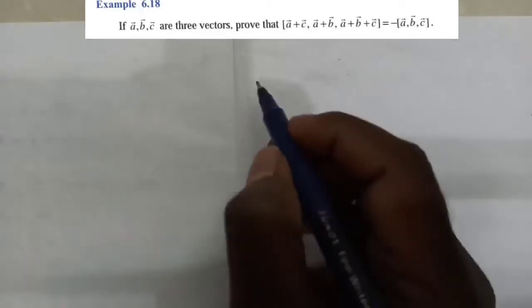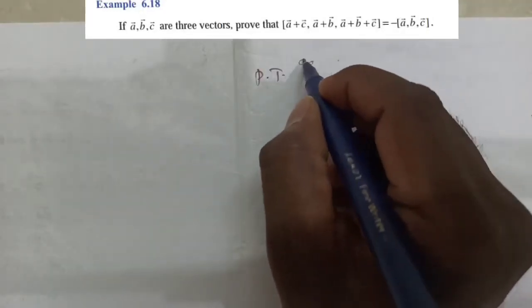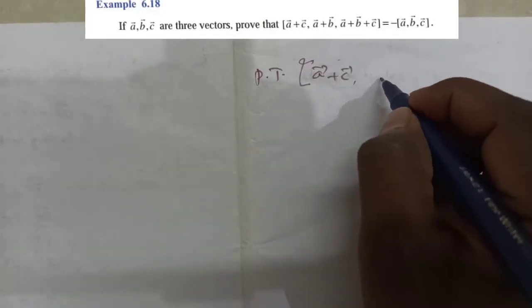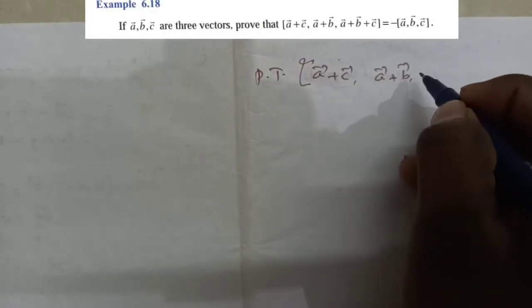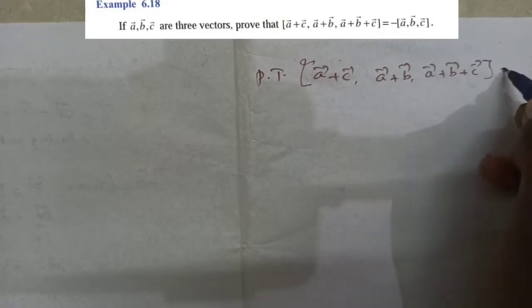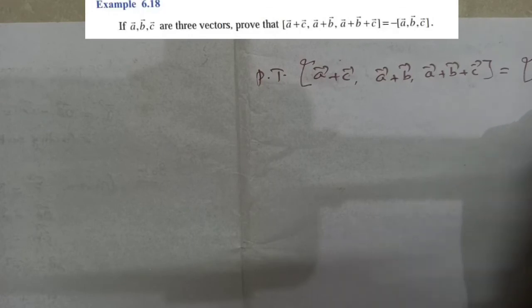The last example, 6.18. Okay, the question: if A vector, B vector, C vector are 3 vectors, prove that the box product of A vector plus C vector, A vector plus B vector, A vector plus B vector plus C vector equal to the box product of A vector, B vector, C vector.